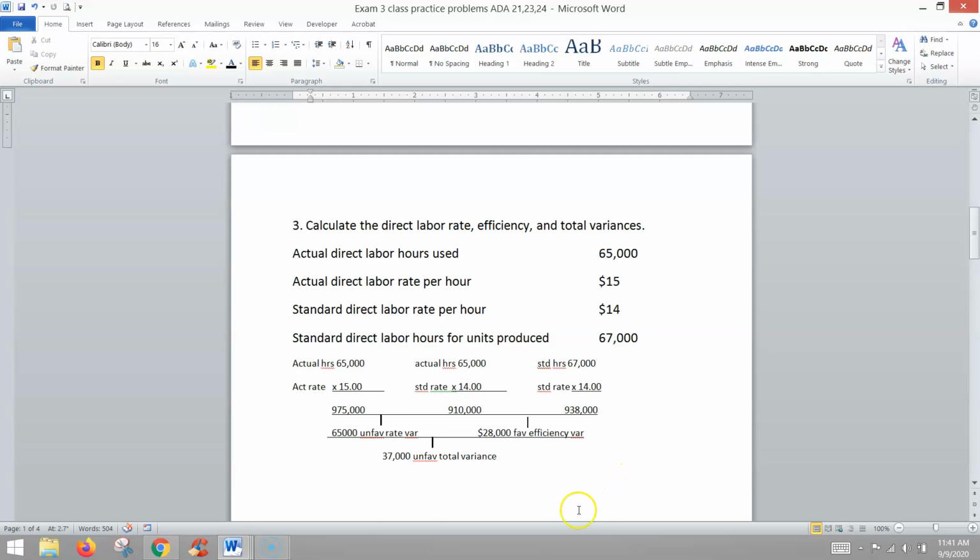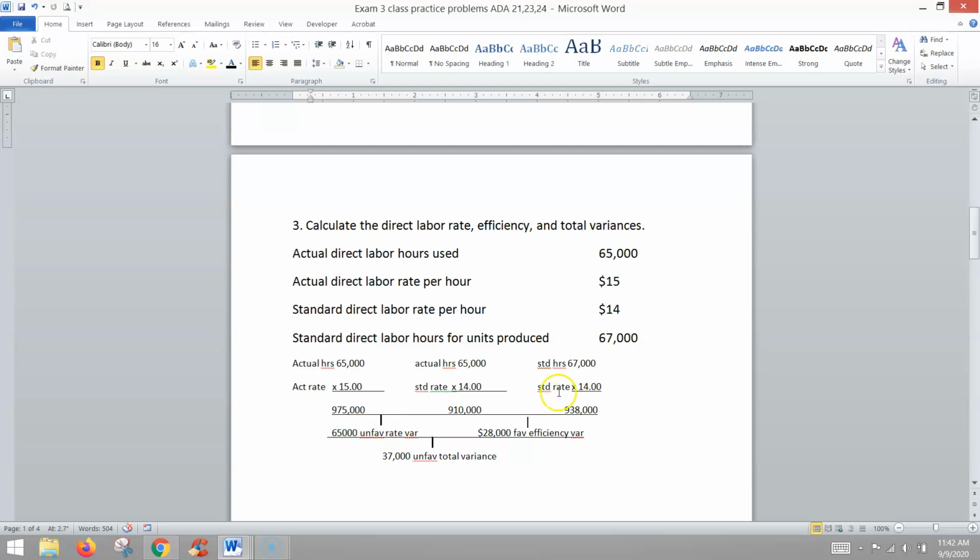So again, we set up our table. The first calculation, actual hours times actual rate, and we're going to compare that to actual hours times standard rate. Again, the number of hours is remaining constant. We're looking at the effect of the different rates. The actual rate is higher than the standard. So this is telling us it's going to cost us more than we thought. By that information, we can determine that it's going to be an unfavorable variance. And then we're going to subtract the 975,000 minus the 910,000, gives us 65,000, again, unfavorable rate variance.